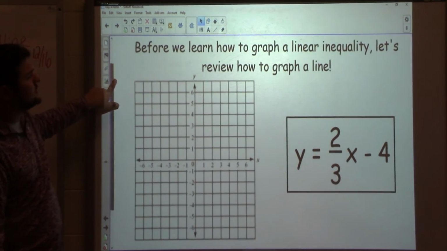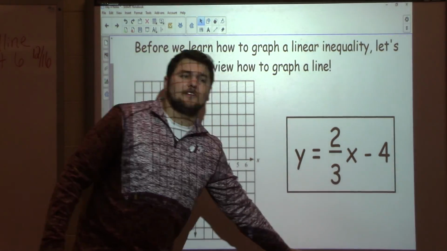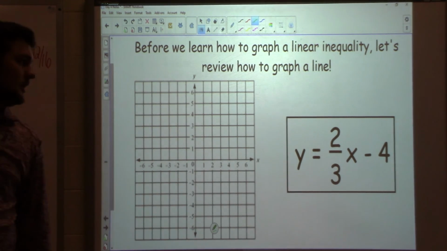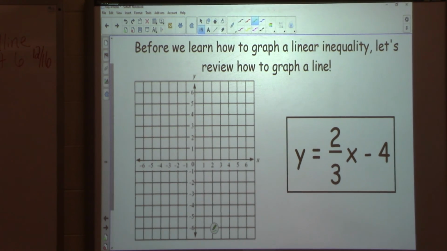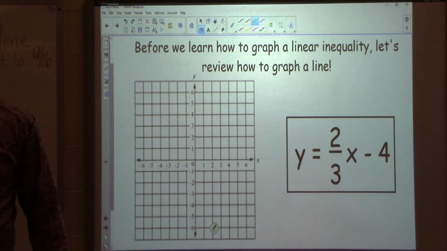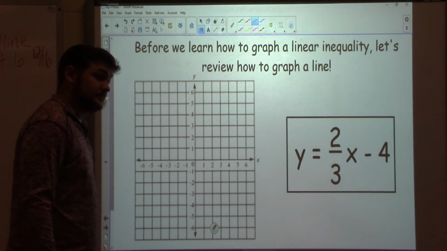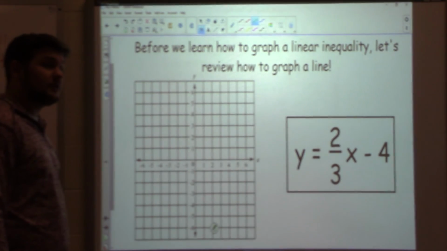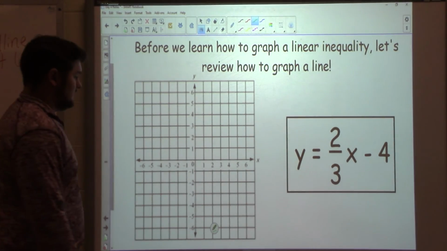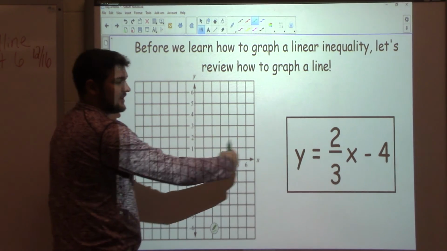Before we can do an inequality, let's just graph a line. Y equals 2/3 x minus 4. How do I graph a line like that? Put in the negative 4. What's that? You put the negative 4. Like on here, you mean? Yeah. Well, what is negative 4?